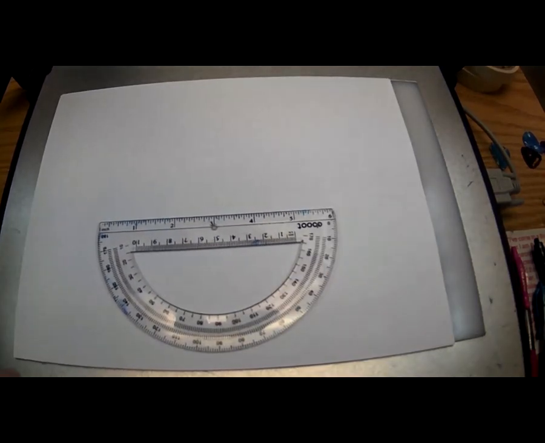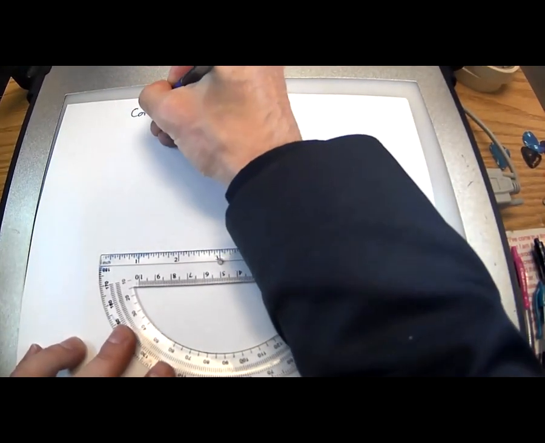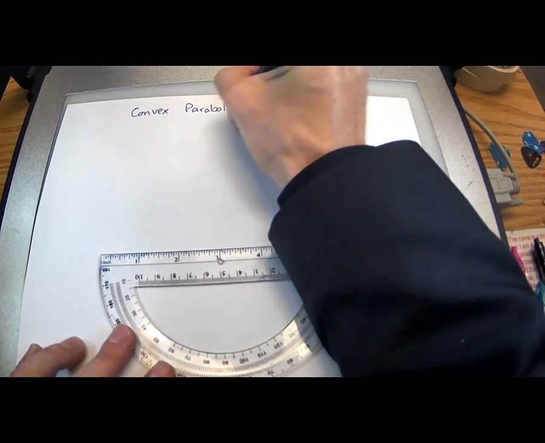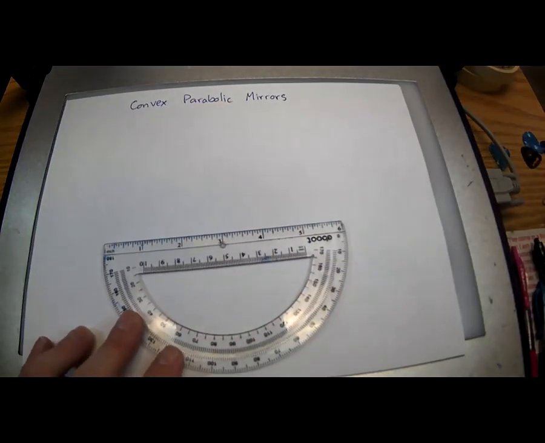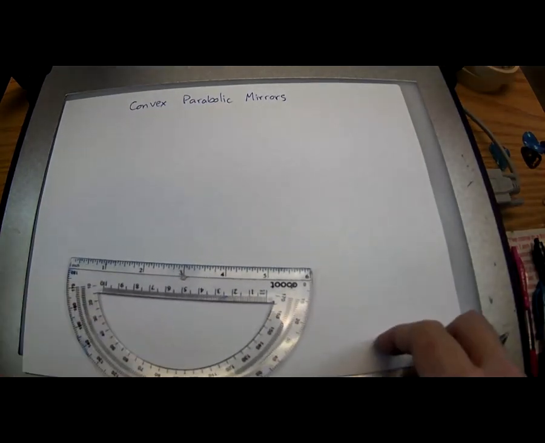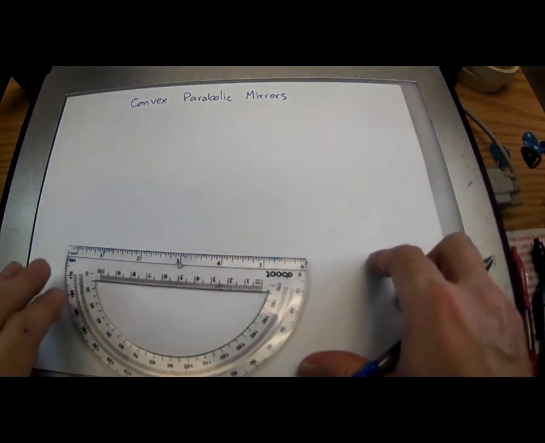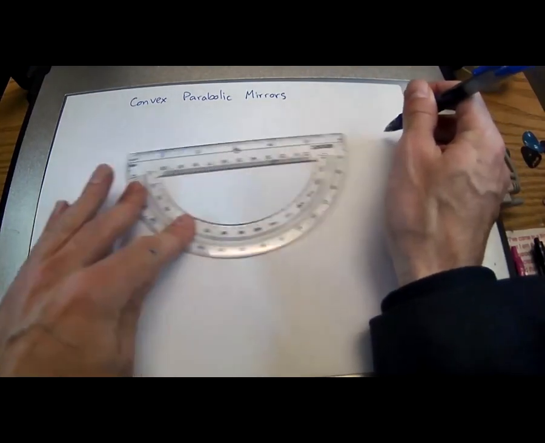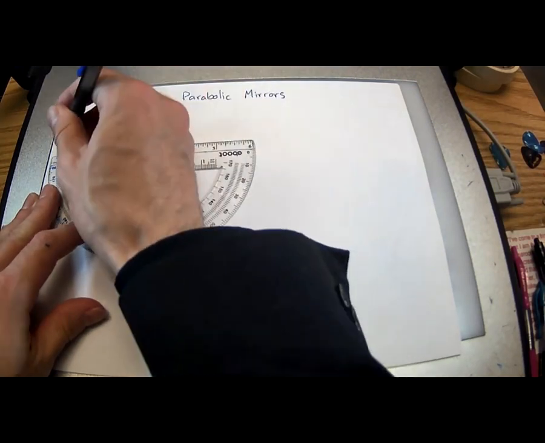Now let's start with some convex parabolic mirrors. Convex parabolic mirrors. In class today, we'll start on the concave, and then later this week we'll do refraction, and there will be a different ray diagram type setup. On this side of the page, I'm going to do 3 convex parabolic mirrors.